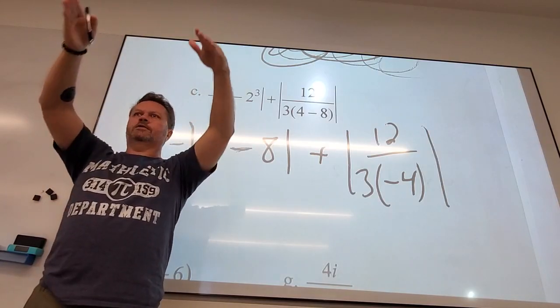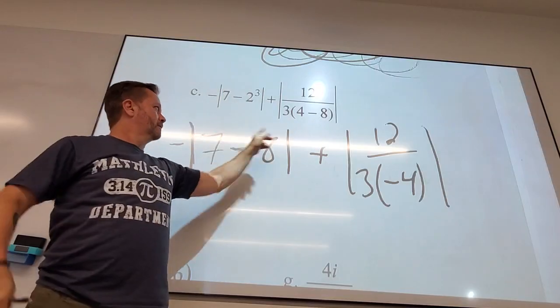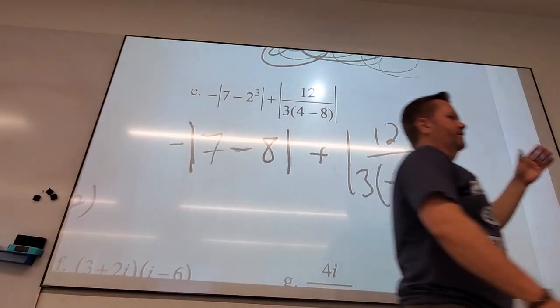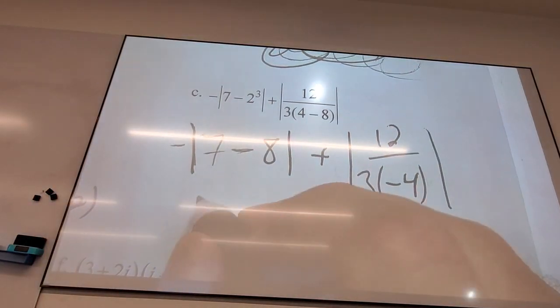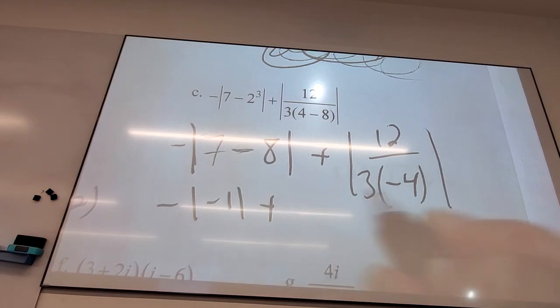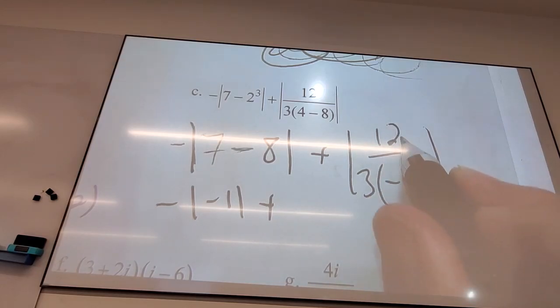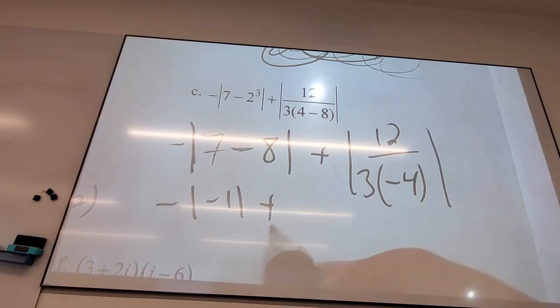What can I do in that first set? Yeah, what's 7 minus 8? And what can I do over here? Yeah, what's this? 3 times negative 4 is? Negative 12. 12 divided by negative 12 is?